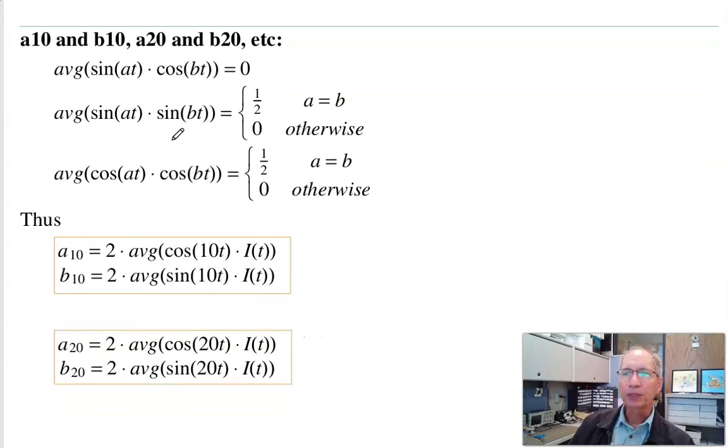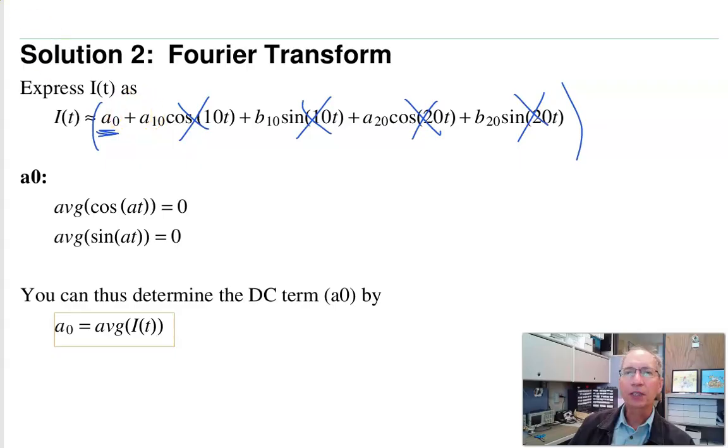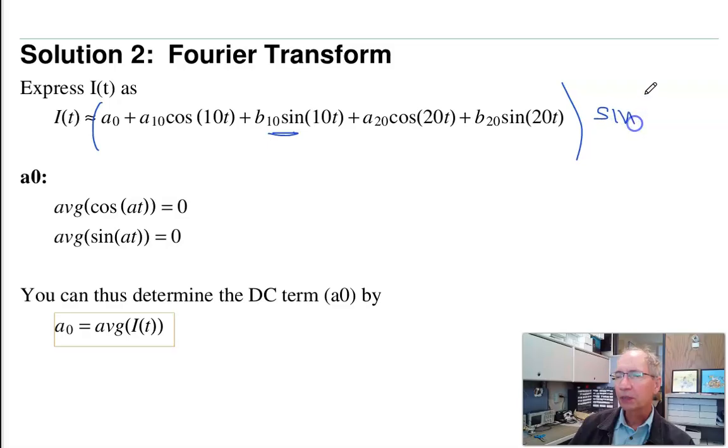To get the other terms, like A1, what I'll do is take this function, and instead of just finding the average, I'm going to hit this term right here with sine of 10t. Now all sine waves are orthogonal. The average of sine is 0, so this term goes away. Average of sine times cosine is 0.